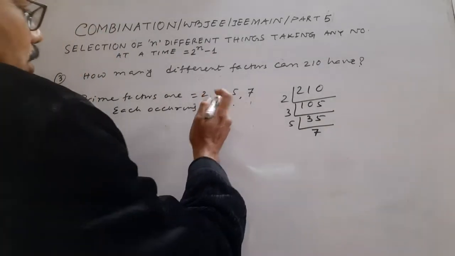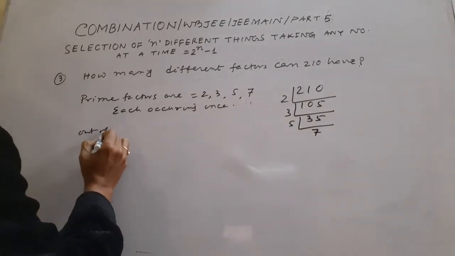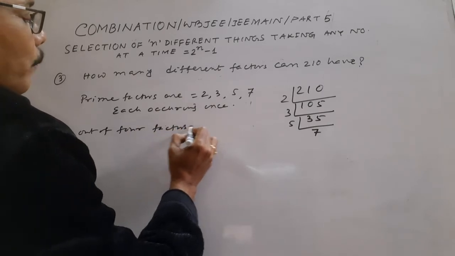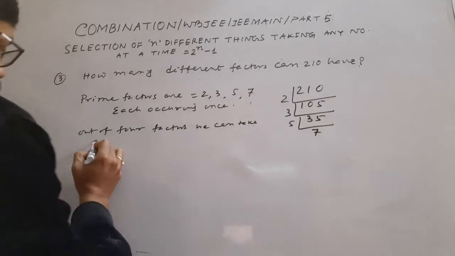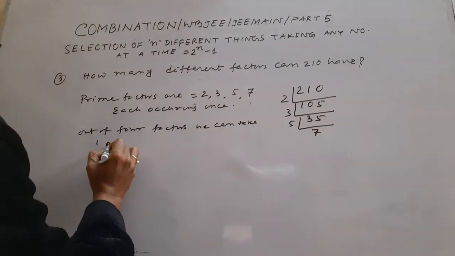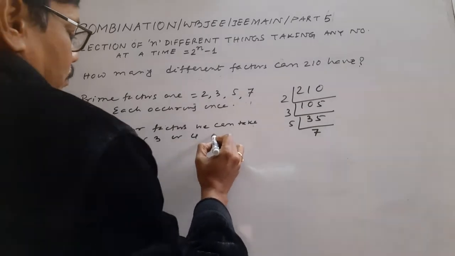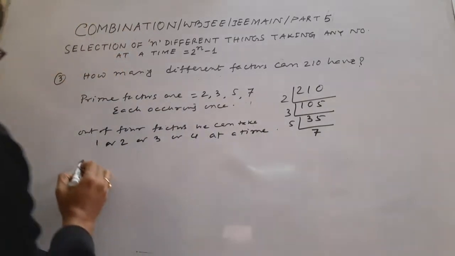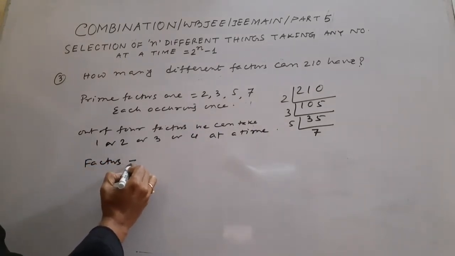So out of these 4 factors, we can take 1 at a time, or 2 at a time, or 3 at a time, or 4 at a time. So these are the total factors.